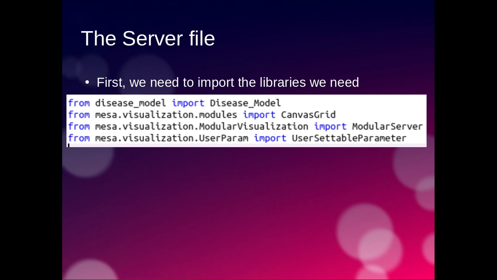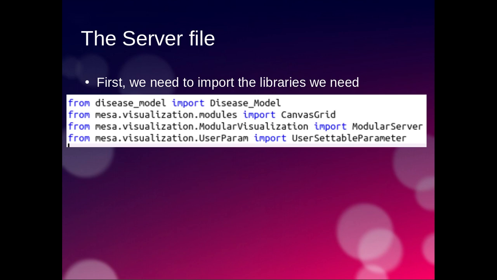We then need to import some visualization aspects. So the second one, from mesa.visualization.modules, we want to import something called a canvas grid. That basically allows us to draw the grid on the screen. The next one, from mesa.visualization.ModularVisualization import ModularServer. That's the type of server we're going to use to draw this visualization. And the last one, from mesa.visualization.UserParam import UserSettableParameter.